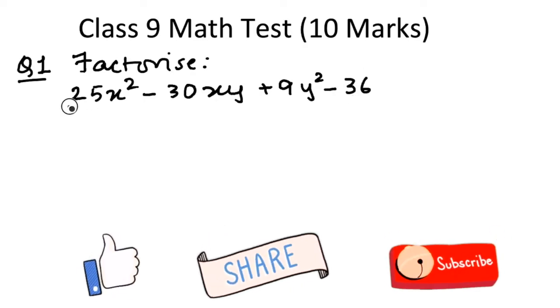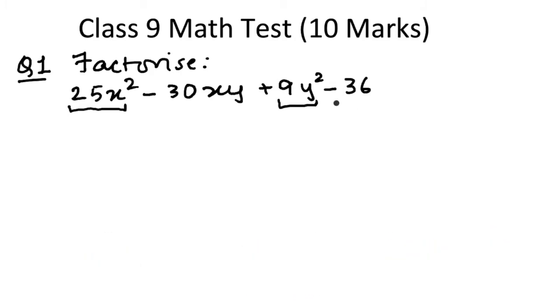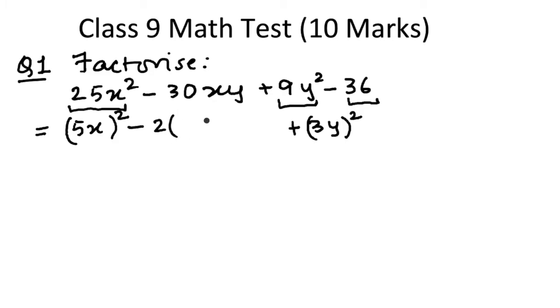Now out here you can see that this is a perfect square and this is a perfect square, and this is a minus sign with another perfect square. So what I'm going to do is write this as 5x whole square, and this as plus 3y whole square. Now this is like your a square and b square, so the middle term should be 2ab. So let us check it out.